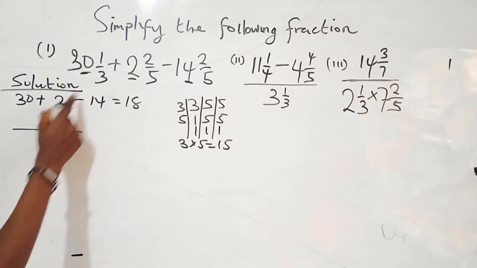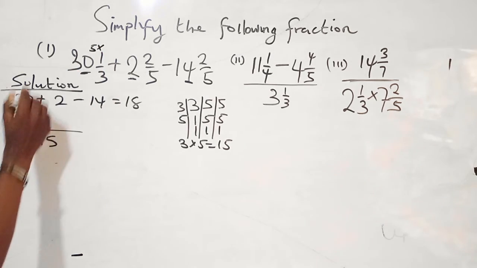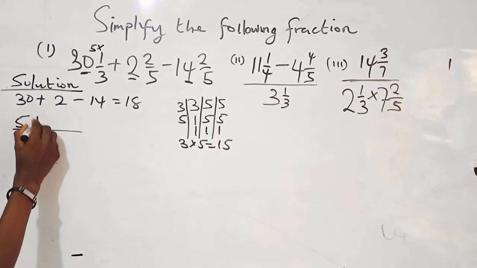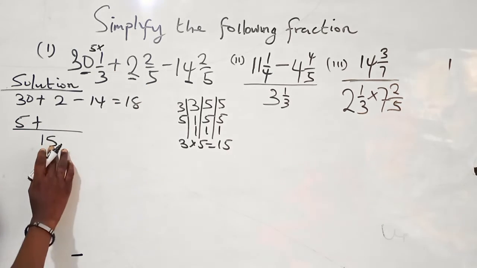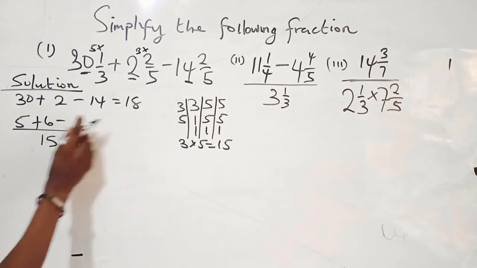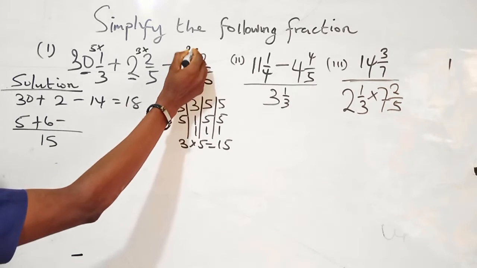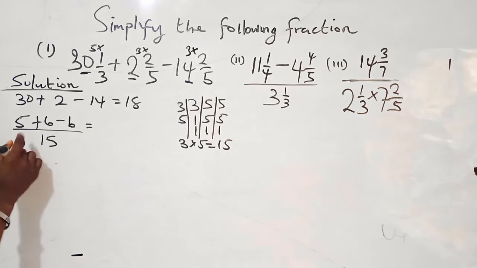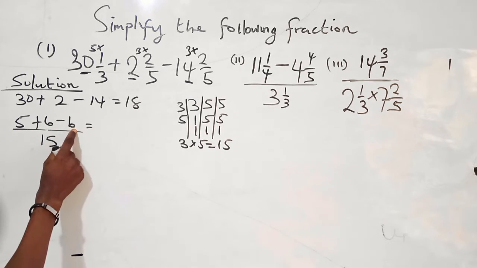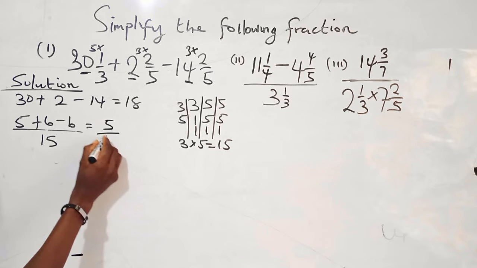3 in 15 is 5. I'll multiply it with what I have at the numerator. 5 times 1 is 5, plus 3 in 15 is 5, 5 times 2, I have 10, minus 5 in 15. 15 divided by 5 is 3. 3 times 2 is 6. So I have 5 plus 10, 15, minus 6, I have 5 over 15.